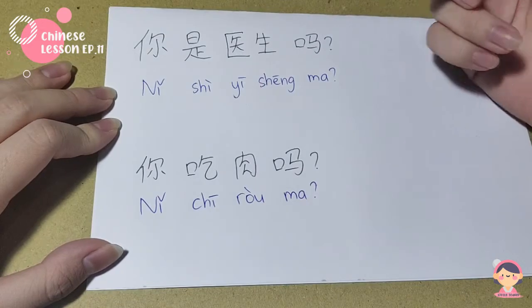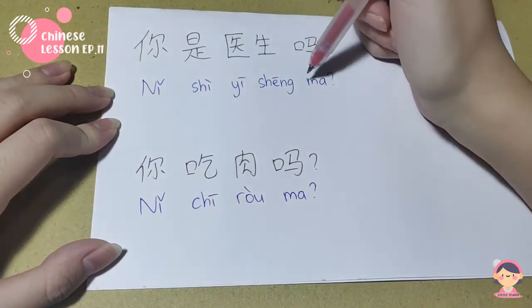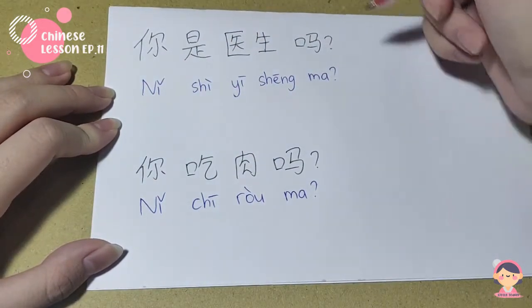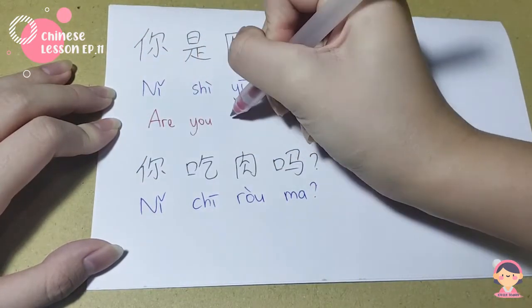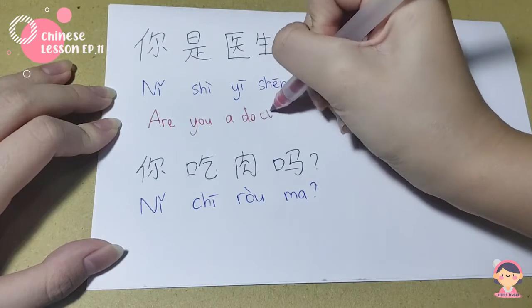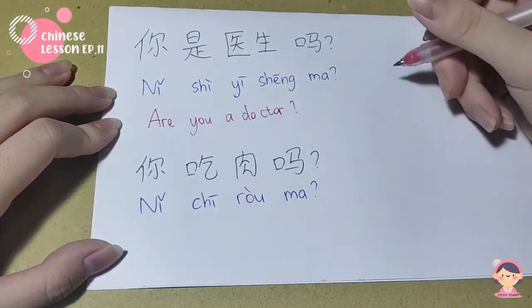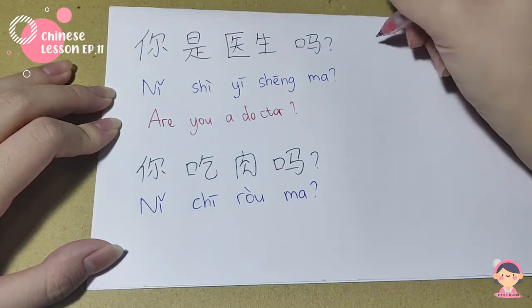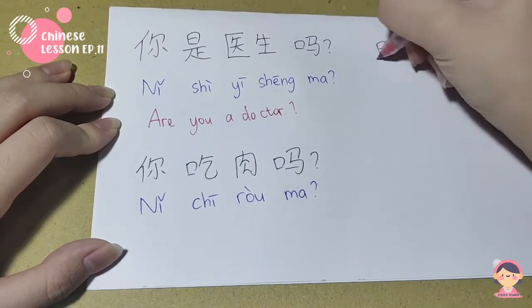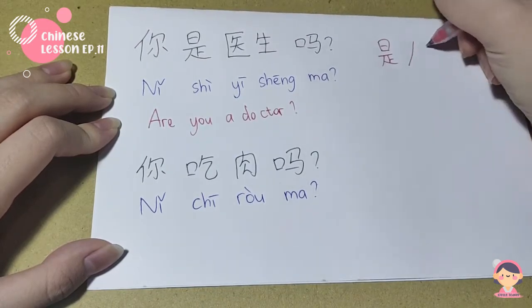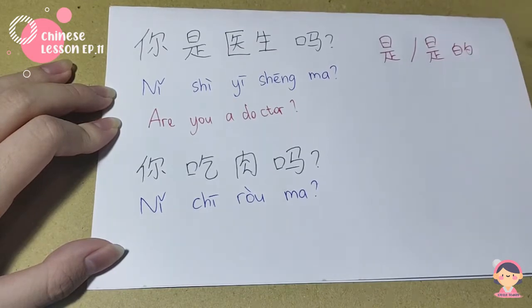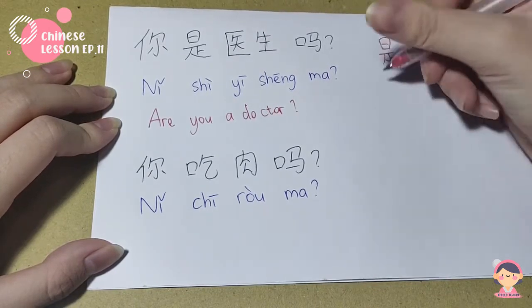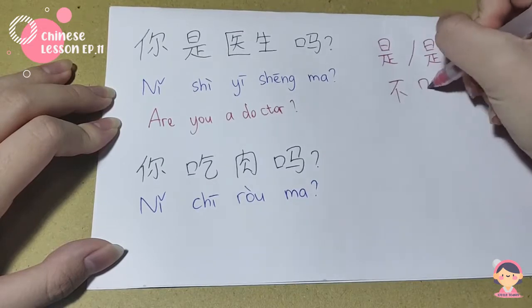The next sentence is 你是医生吗? Which means, are you a doctor? And you can answer it with 是 or 是的 if you are a doctor. And if you are not a doctor, you can say 不是.